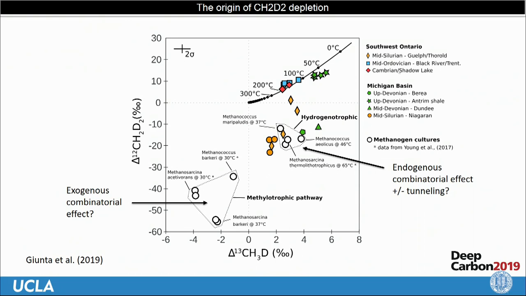Okay. And in fact, we can break out the samples that we've done in the laboratory already between methylotrophic pathways and hydrogenotrophic pathways. But we're trying not to just draw boundaries around groups of points on diagrams. We really are trying to understand the mechanism. And so I hope I've given you some idea of what the mechanism is that's controlling how far down on this diagram you are.